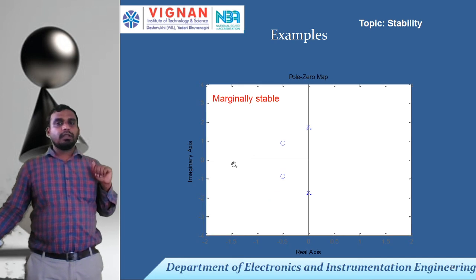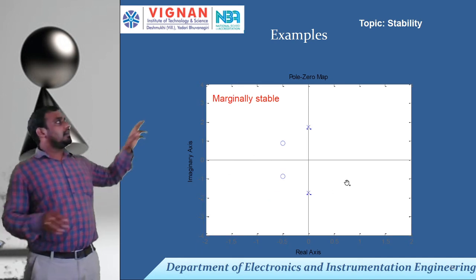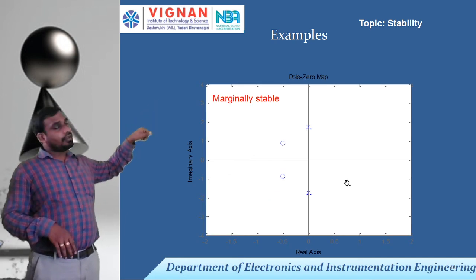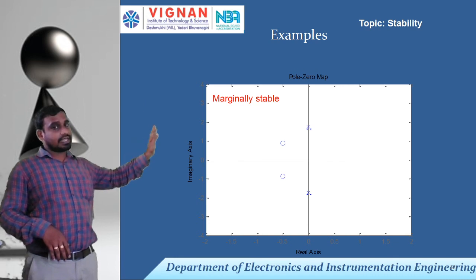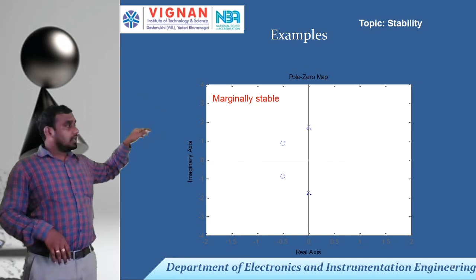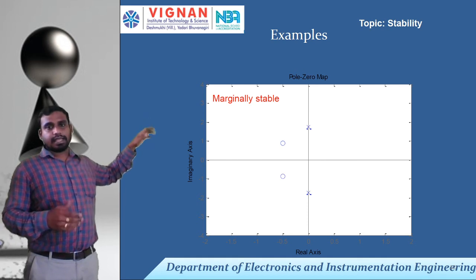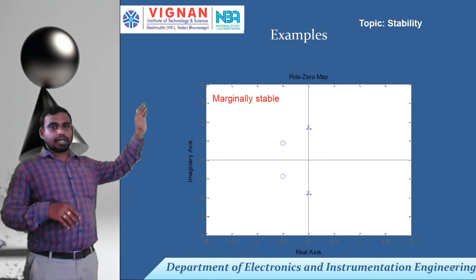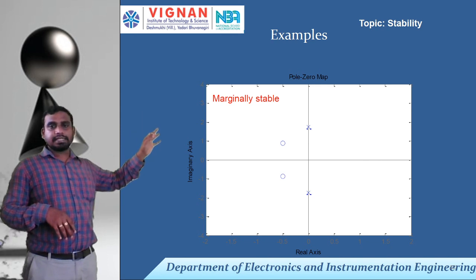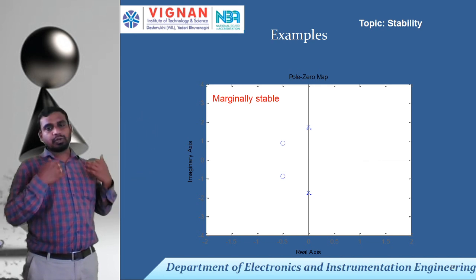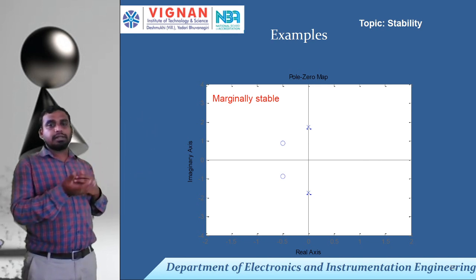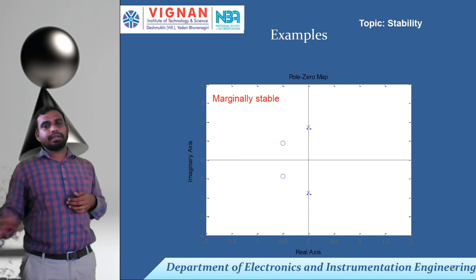Right? So here we have complex conjugate poles which are lying on the j omega axis. This system is actually marginally stable. As we said, whether the pole is on the origin or the j omega axis, it's one and the same. It may go to the unstable region or it may come back to the stable region.